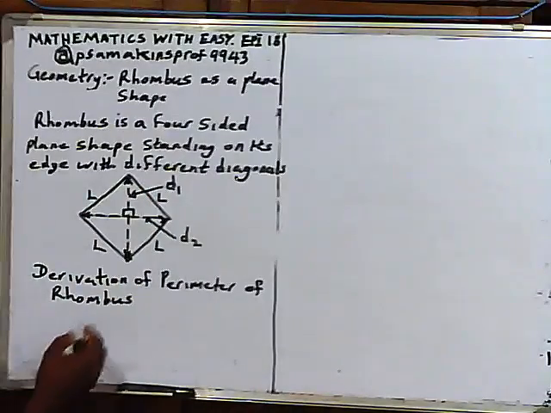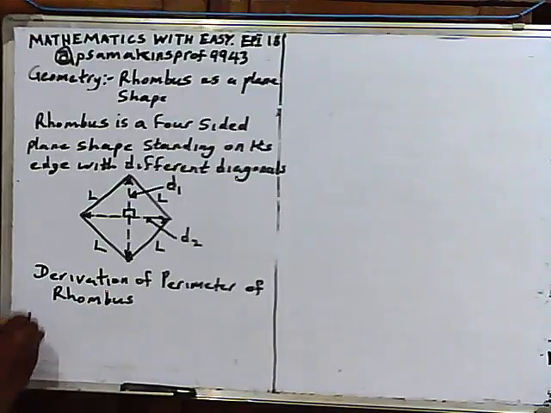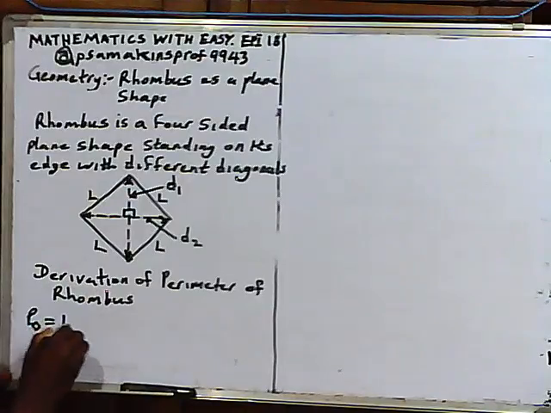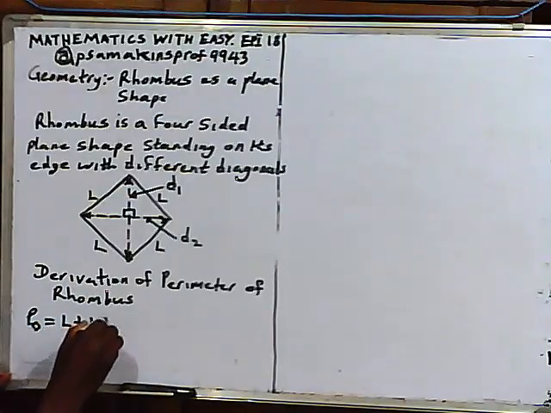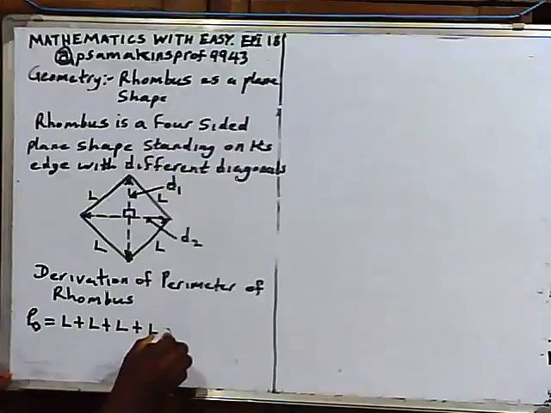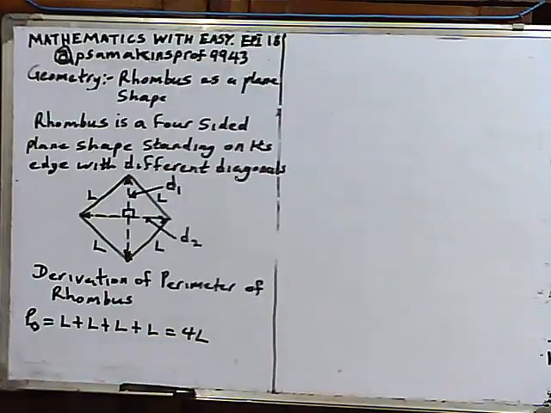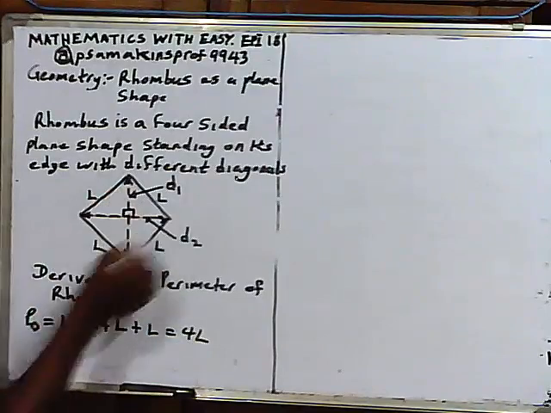So let's now derive the perimeter of a rhombus. Perimeter of a rhombus equals L plus L plus L plus L, giving us 4L. And that is in terms of the length.